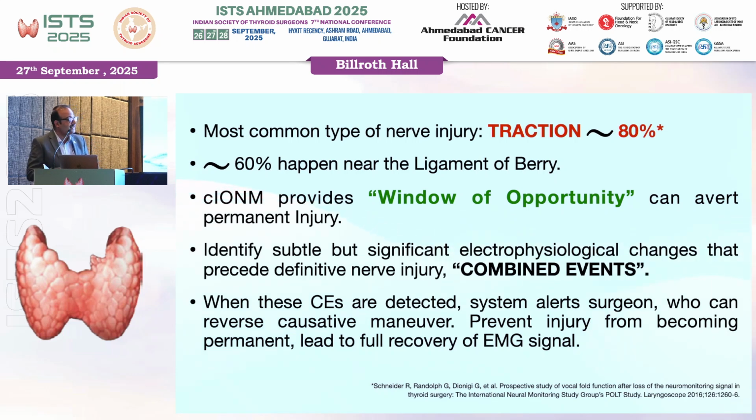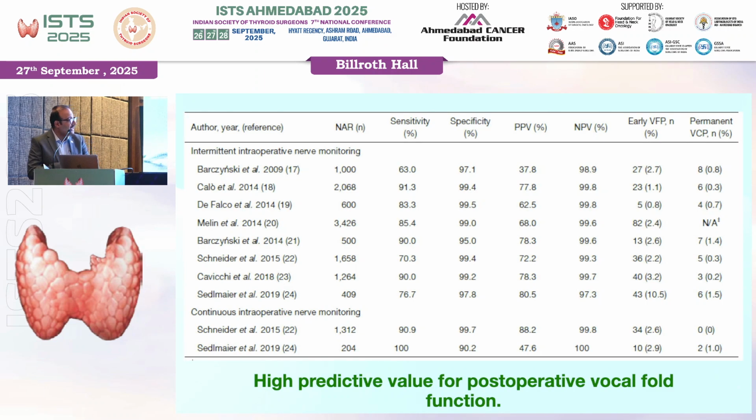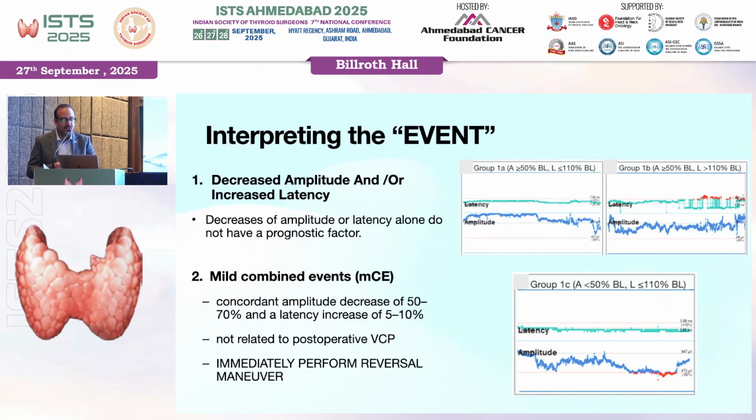So this brings us to the concept of combined events. This is what the machine tells us, that there is a combined event which can lead to palsy and we need to change our surgical technique. There is data from across the globe which showed that continuous nerve monitoring has high predictability of post-operative function, and in the Schneider series the rates of permanent cord palsy went down to zero when they compared continuous with intermittent monitoring. So just a small bit of data on that.